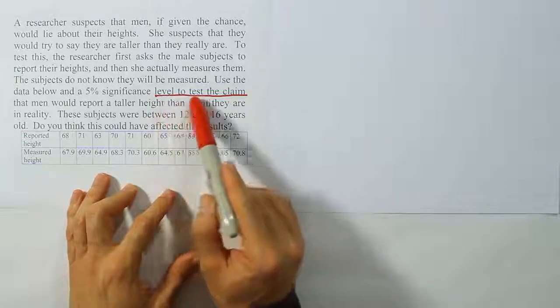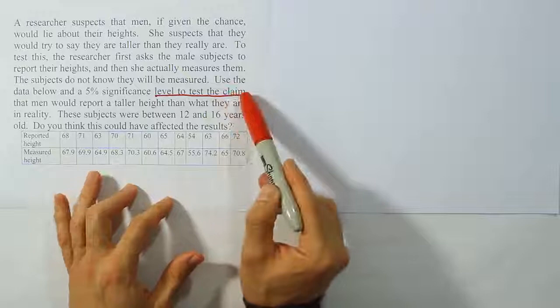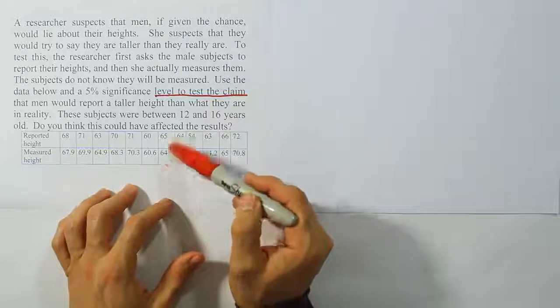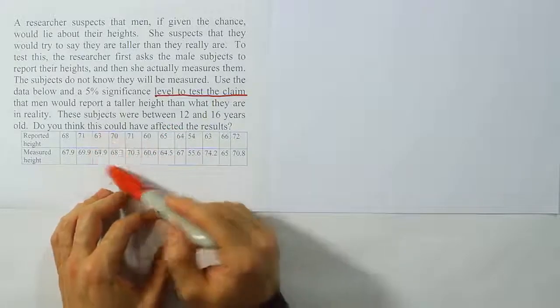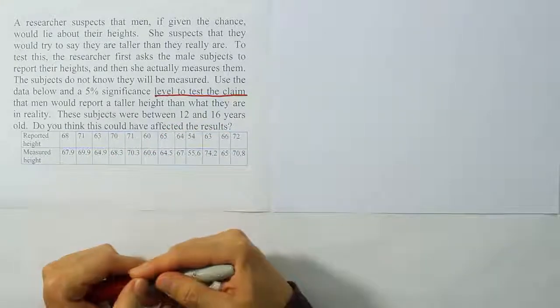But you can see first here, I've underlined this phrase because it tells us that we're supposed to conduct a hypothesis test with this data. To know what kind of hypothesis test we're going to do with this data, we have to look at the layout of the data and see if we can get any clues or hints.